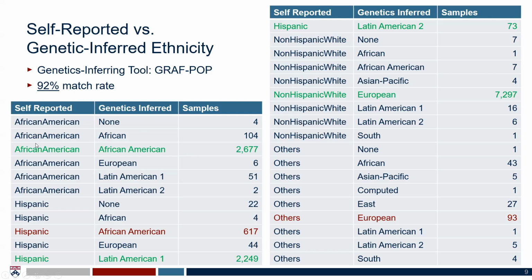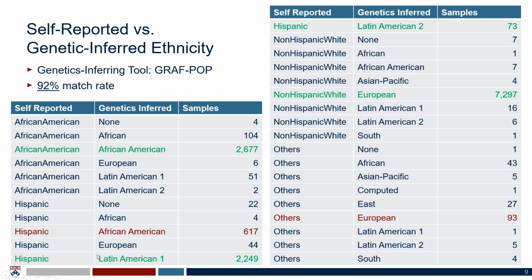Some differences would be people who identify themselves as African American, but from their genome it seems more African. Or some say they are Hispanic. If you look at the Hispanic population, you will see the majority of their genome is from European, about 70%. But some of them claim Hispanic, but when we look at their genomic data, they are African American. It's about 600 in our data set.